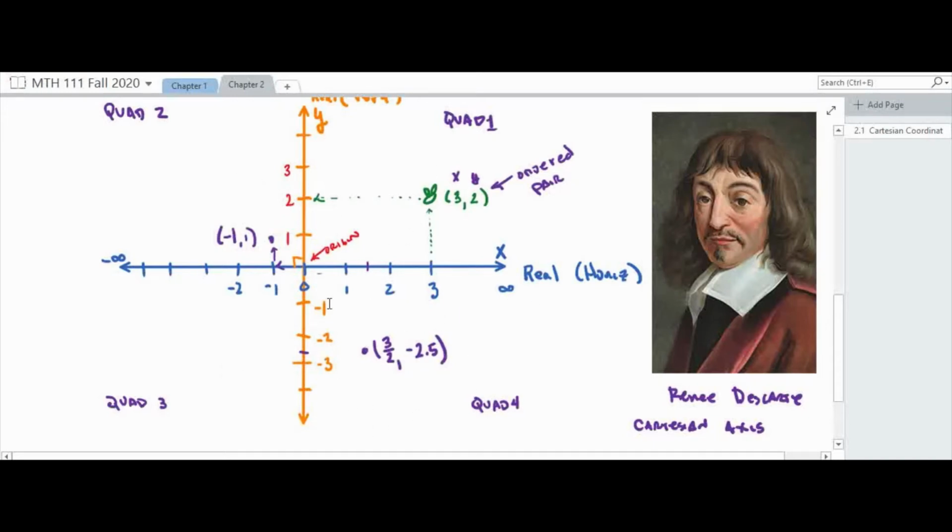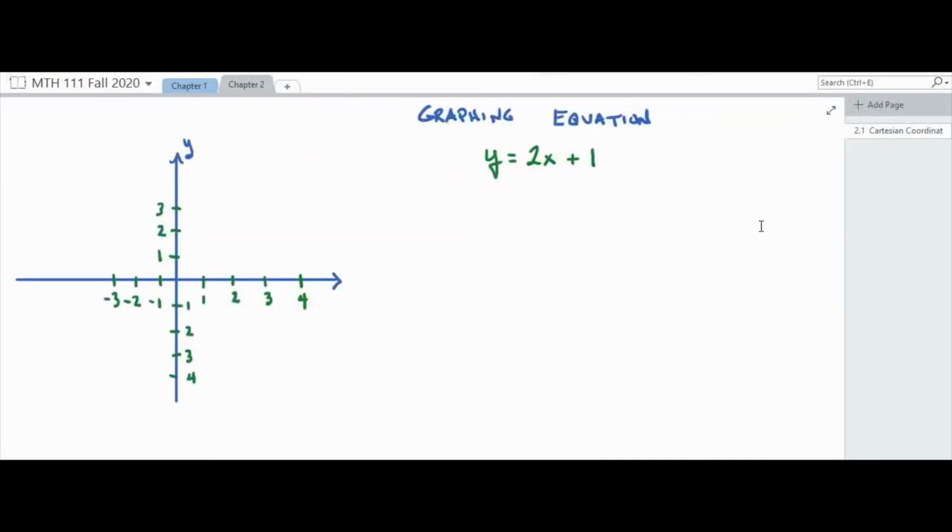So now we have the ability to map things on a flat space, and we have the ability to combine both algebra and geometry into one science now. So just as a last point, where these two cross here, the origin is the point 0, 0. Now we can use this approach to actually graph equations. So I have an equation here, y equals 2x plus 1. Let's make a table of the values of this equation.